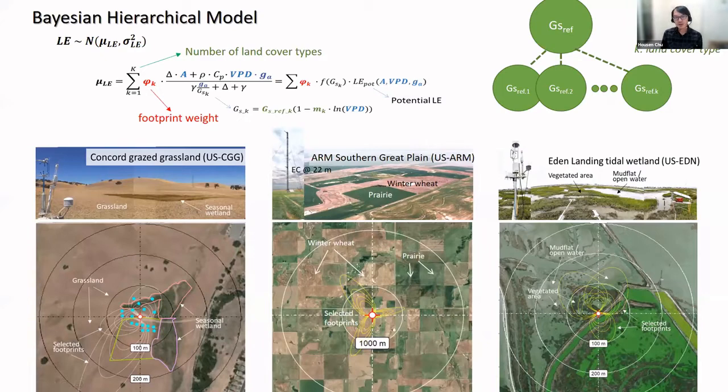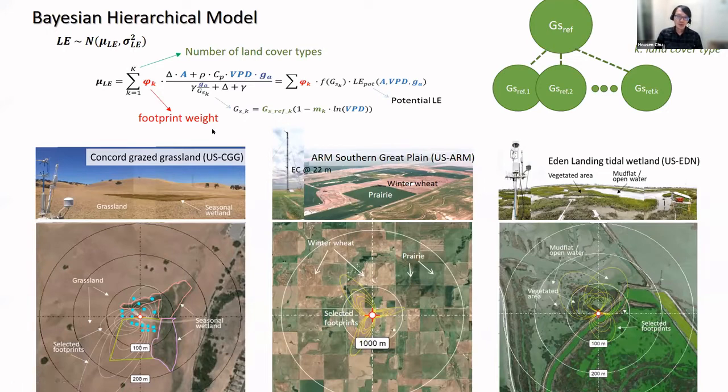The only difference here is that instead of using just one set of parameters to train against the flux data, we're using a set of parameters for each land cover. We're assuming there are different land cover types within the footprint, and each of them is weighted by the footprint and combined. That's the idea behind this, okay?